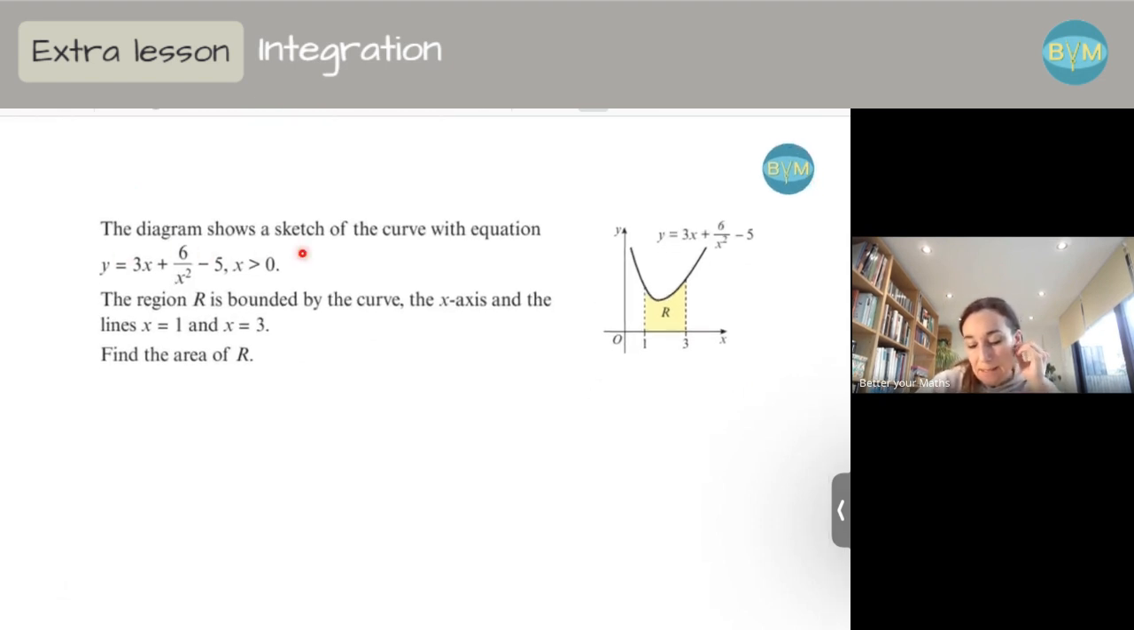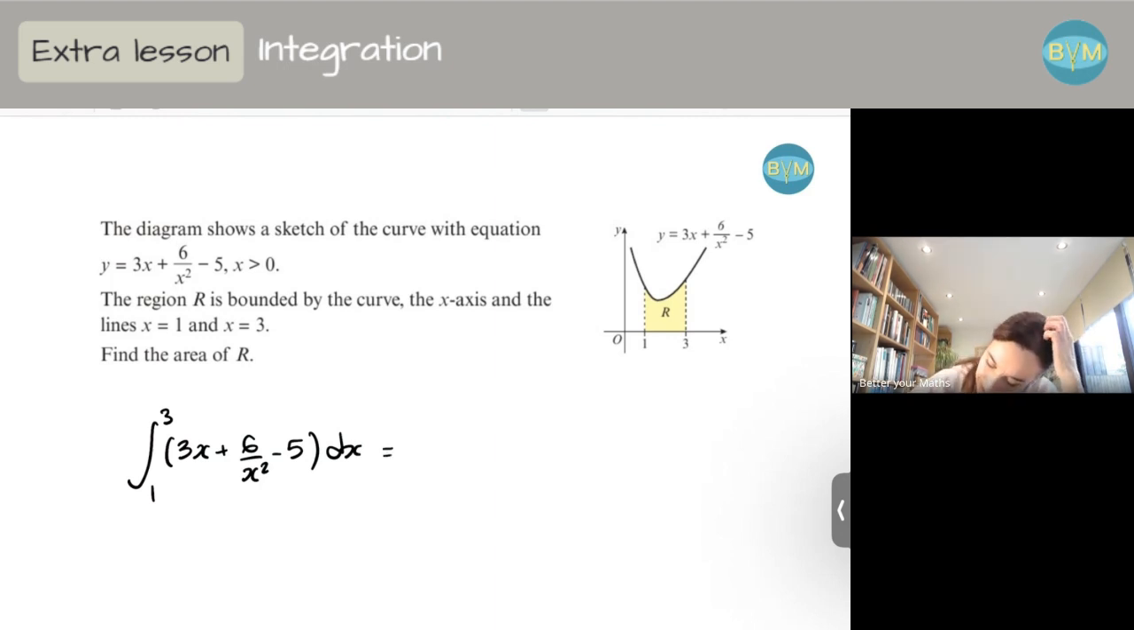So we have a sketch of the curve with equation, this one here, so 3x plus 6 over x squared minus 5, when x is positive, and region R is bounded by the curve, the x-axis, and the lines x equals 1 and x equals 3, and we have to find the area, yeah? So the only thing we are going to do is to integrate between 1 and 3 the curve. We are going to get a value, and that's our area. So it's very simple. So 3x plus 6 over x squared minus 5 dx.